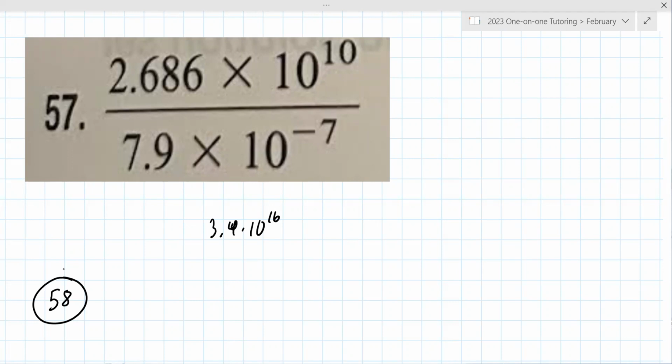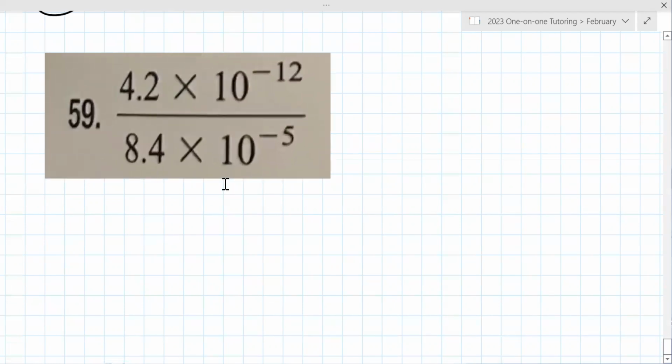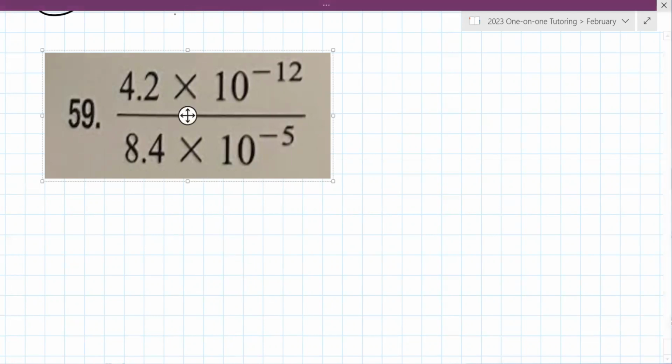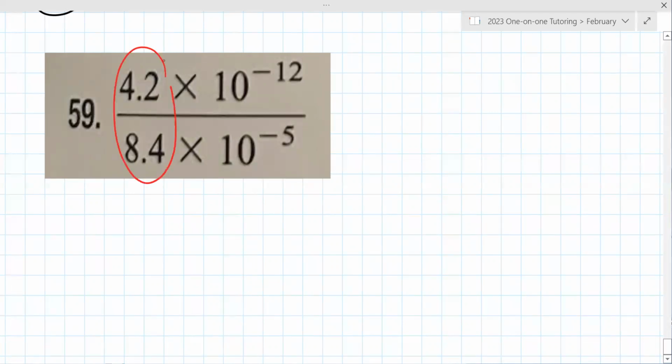And you would get 6.2 times 10 to the 44th power. That's correct. All right, so here's 59. We're going to do this one by hand together. This is the kind of problem you might see on a test without a calculator. You're supposed to recognize that this is 1/2, 0.5.